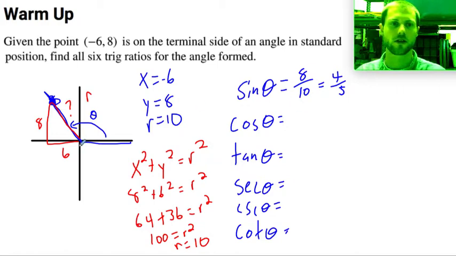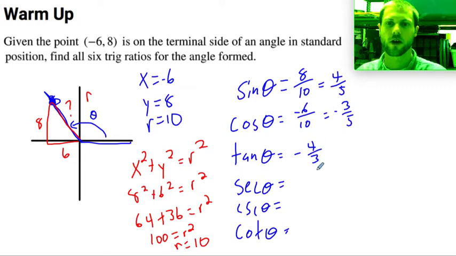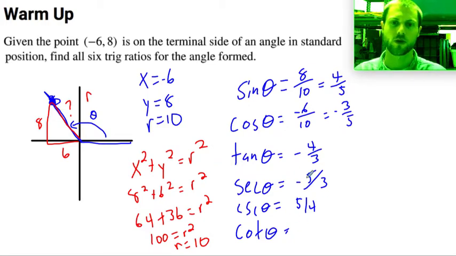Cosine of theta is the adjacent over hypotenuse, so it's going to be -6/10, or -3/5. Tangent will be sine over cosine, so that's -4/3. Secant is the reciprocal of cosine, so that's going to be -5/3. Cosecant is the reciprocal of sine, so that's going to be 5/4. And the cotangent will be the reciprocal of tangent, so that's -3/4.